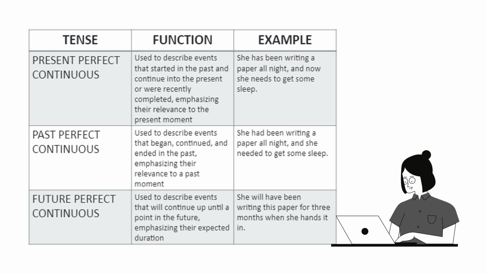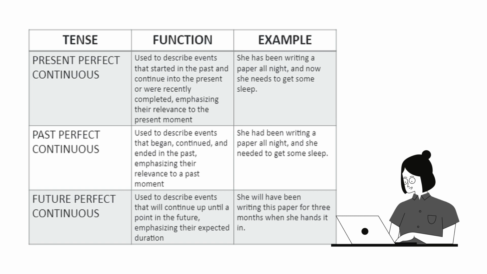As you can see, we have used has. It is according to the rule applied in the present perfect tense, but we have also used been before the verb, the ing form of the verb, which needs to be noted. Also, the last part of the sentence, she needs to get some sleep, is in simple present tense.